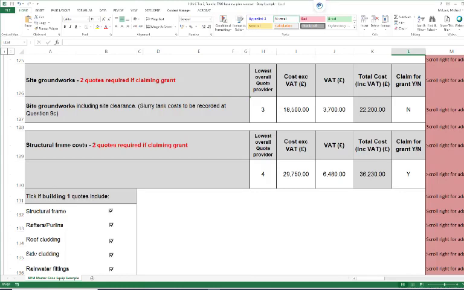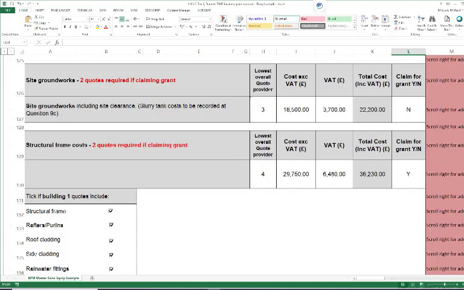Structural frame costs. As highlighted, this cost may be included within the overall quotation from a single company, or if this work is being carried out by an individual company, then one cost is required. There's a tick box on the right hand side to highlight what is included within this cost.